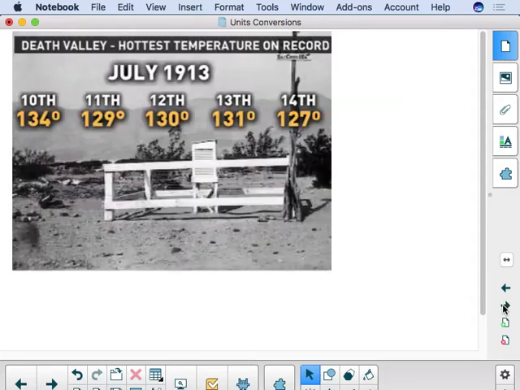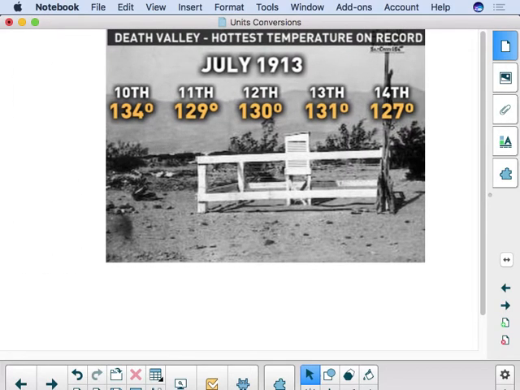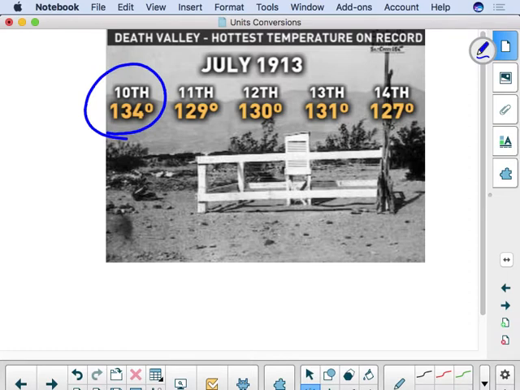The hottest temperature ever anywhere in America was in 1913 in Death Valley, California, when one day it got up to 134. The first thing I want you to do is try and take that back to Celsius. Try and do the reverse operations. What is 134 in Celsius? Go.